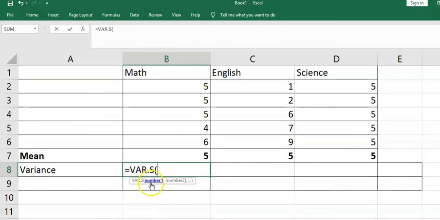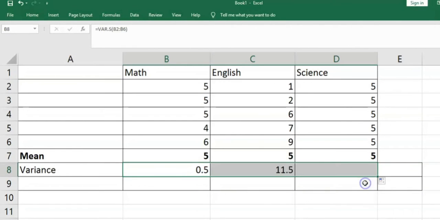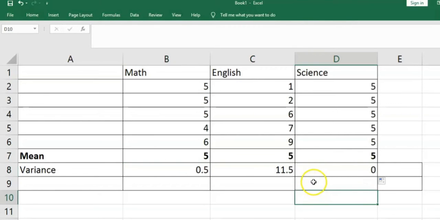I'll double-click this, highlight the scores, and close parenthesis, enter. We have 0.5 as the variance. I'll copy the formula to calculate the variance of the rest, and as you can see, the first one has a small variance, the second one has a high variance, and the third one is 0. 0 variance means that all scores are equal.